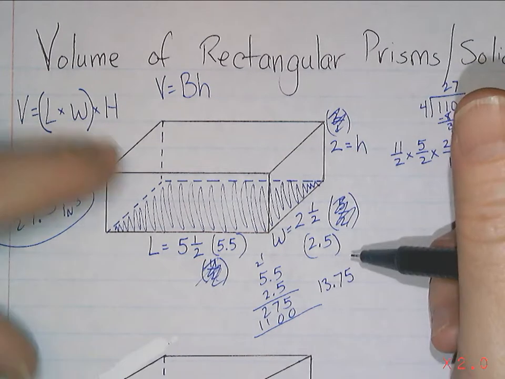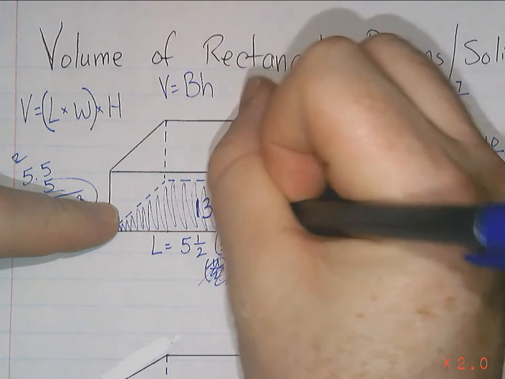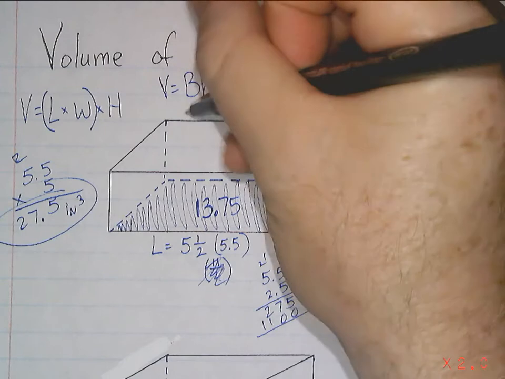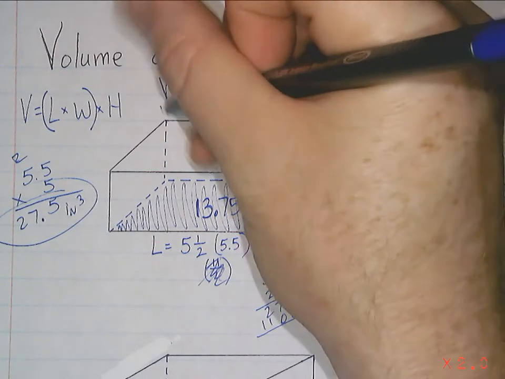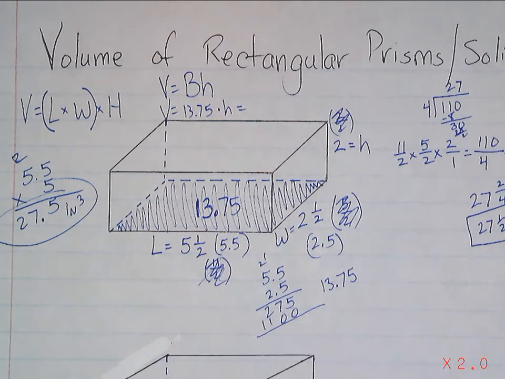So the area of the base would be 13.75. And then you would multiply that, the area of the base, times the height, which would equal your volume. And the height is 2. 2 times that will become 27.5.